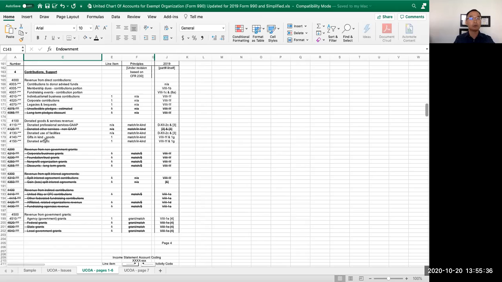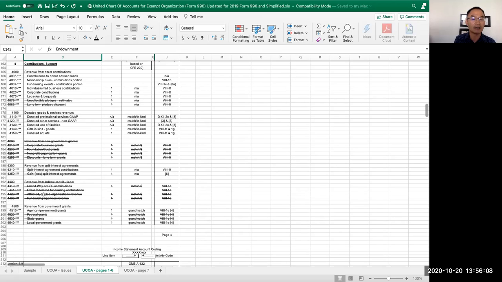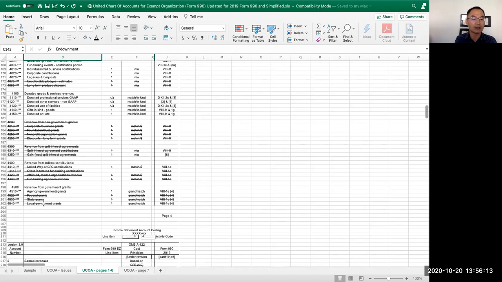Now, contributions and support, again, I made some big changes. So the revenue from non-government agencies, these are corporate, foundation, nonprofit. These we already have it here. So it's repetitive, so I got rid of that. And then split interest agreement. These are confusing, they are repetitive. So if it's a corporate contribution, you just put here, okay? If it's individual small business, just put here. I think that's enough. And then revenue from indirect contribution, it's the same way, even if it's indirect, but if it's individual, you put into individual. So these are things that I strike out.